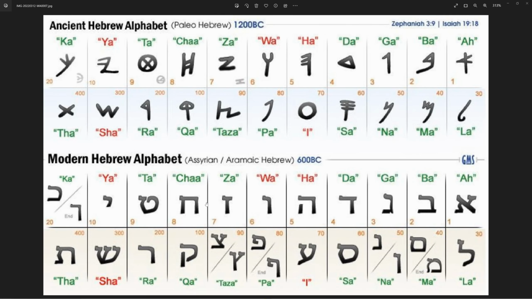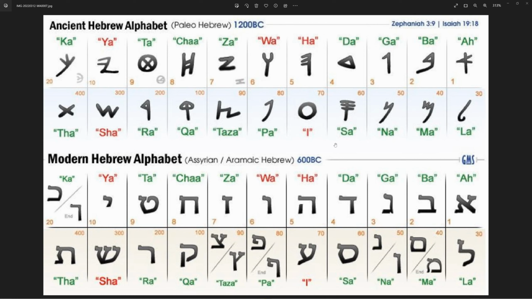And I'll bring up the Hebrew one last time. The individual characters are pretty much straightforward. You just say the first letter in English: ba, ga, da, ha, wa, za, cha, ta, ya, ka, and so on. You got taza right here. Kwa, ra, shatha. I, you just say the I. So that's the Paleo-Hebrew at the top.